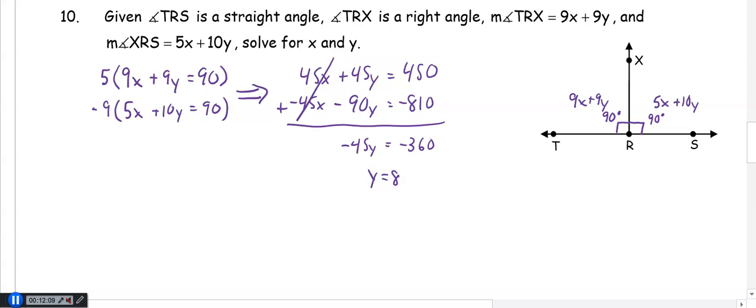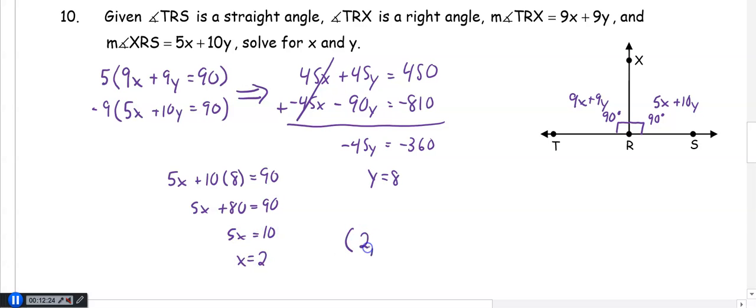And then I can substitute back in. So 5x plus 10 times 8 equals 90. 5x plus 80 is equal to 90. 5x is equal to 10, so x is 2. So my answer then would be 2, 8.